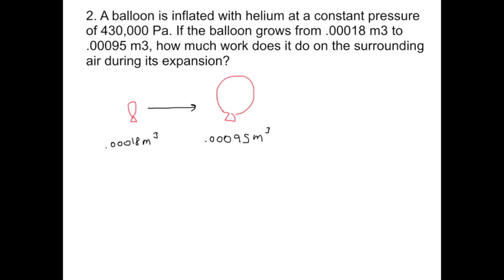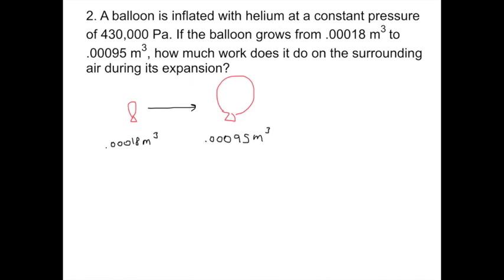Number 2. A balloon is inflated with helium at a constant pressure of 430,000 pascals. If the balloon grows from 0.00018 meters cubed to 0.00095 meters cubed, how much work does it do on the surrounding air during its expansion? So once again, we know that work is equal to pressure times the change in volume, and we're given the pressure, so work equals 430,000, and then we're multiplying by final volume minus initial volume.